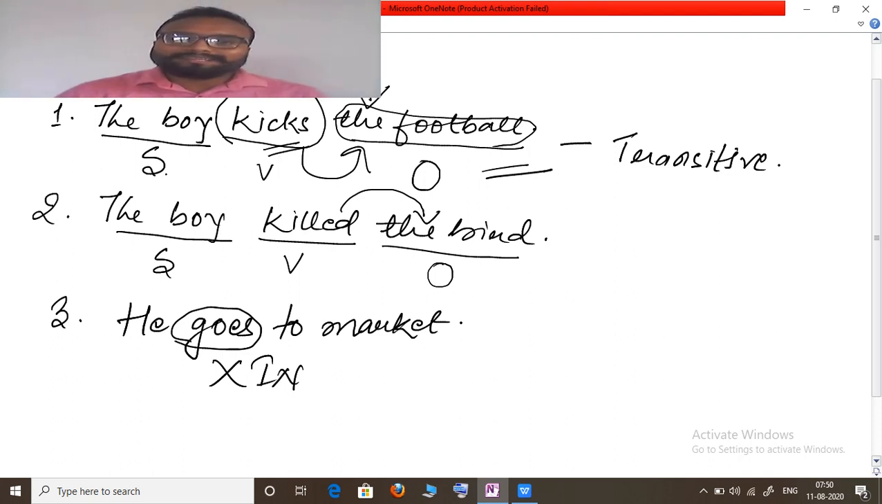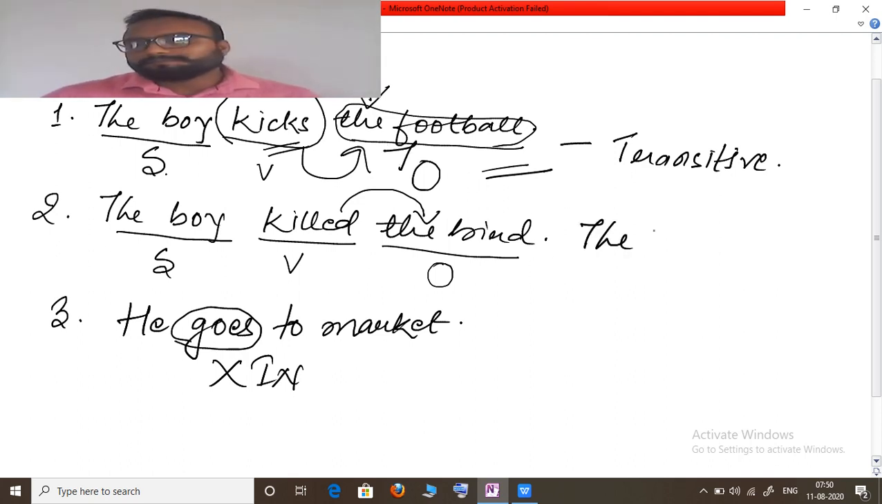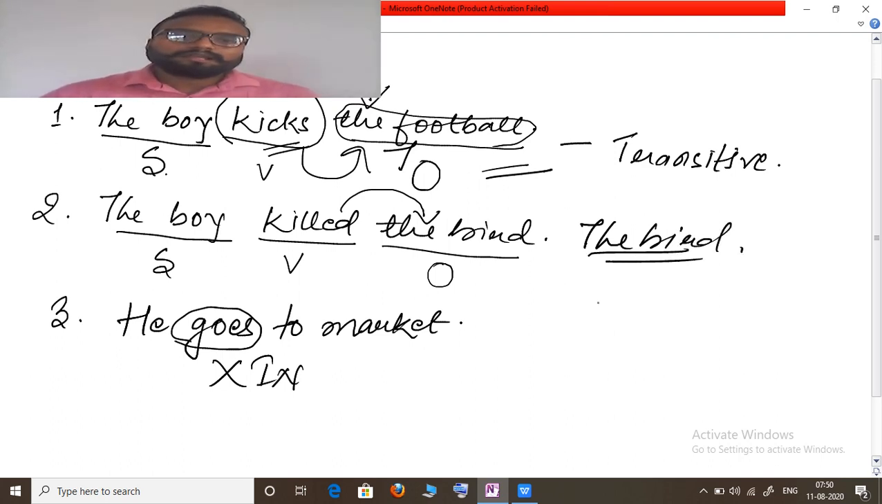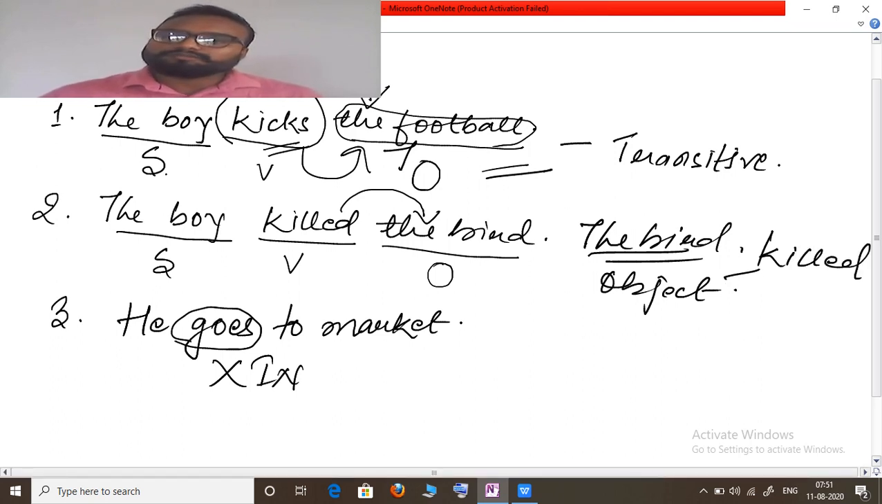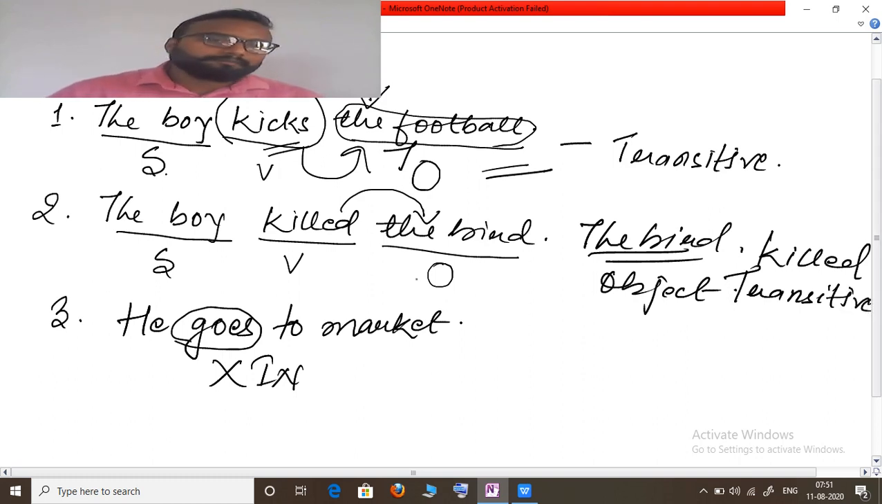Now coming to the second example, the boy killed the bird. What did the boy kill? The answer is the bird. We get the answer as the bird. The boy killed the bird, and therefore the bird is the object in this sentence, and the verb killed is transitive here. So we have got a transitive verb again in the second example.